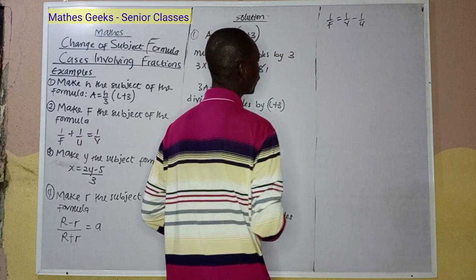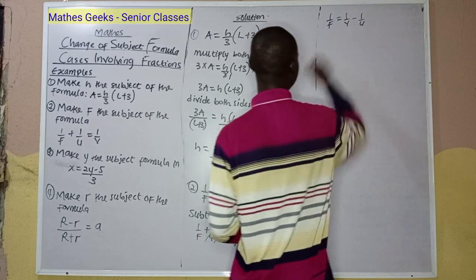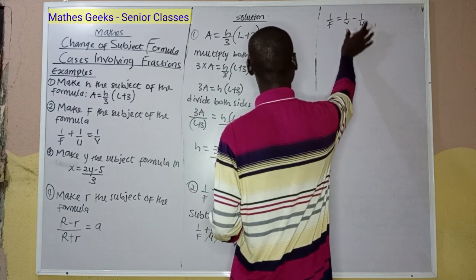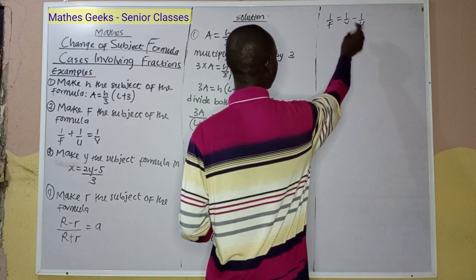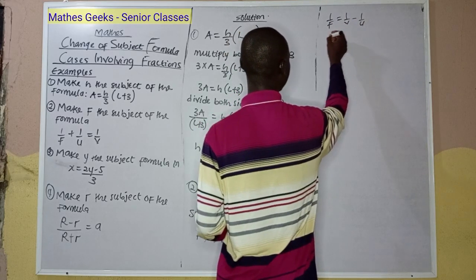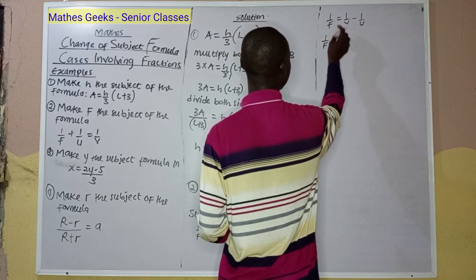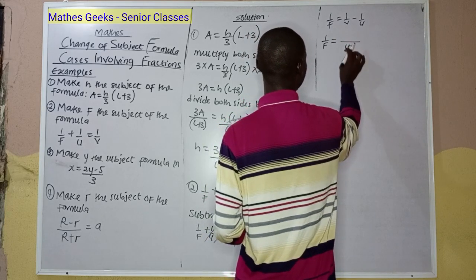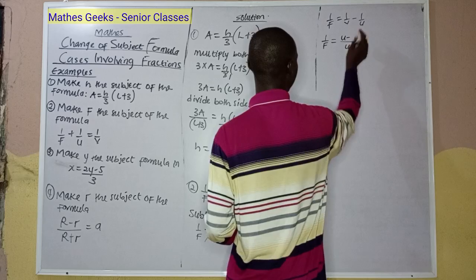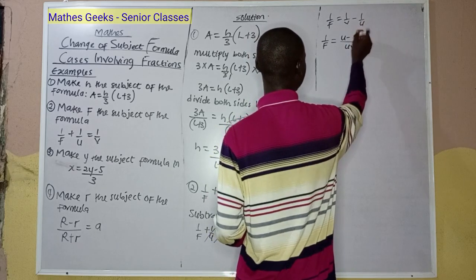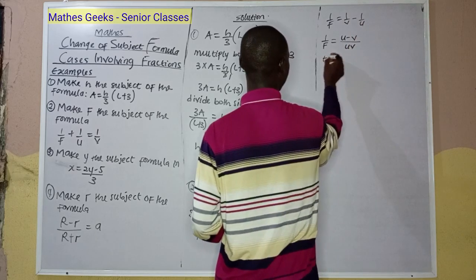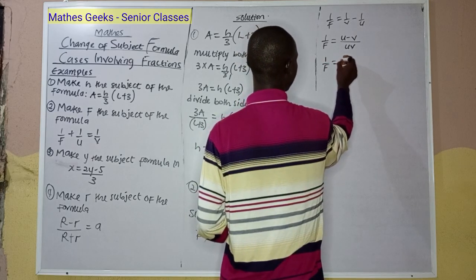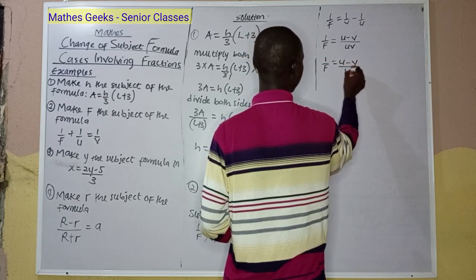Now, for us to proceed, let's simplify this part. So we're going to look for the LCM, this being a subtraction of fractions. We're going to look for the LCM of v and u, which is uv. uv divided by v is u, minus uv divided by u is v. So 1 over f is equal to u minus v over uv.